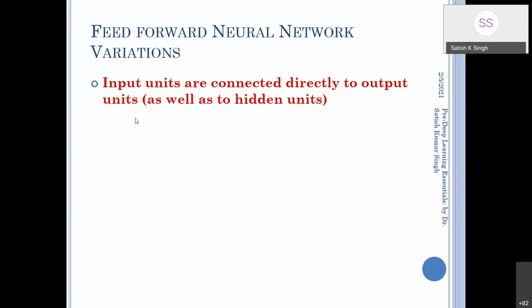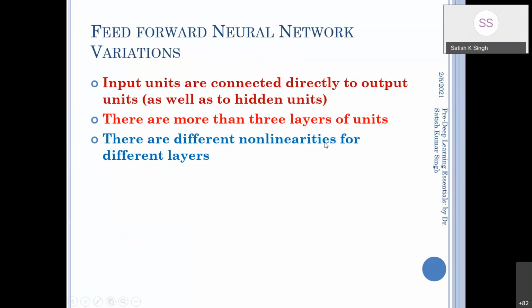Feed forward neural network variations. What are the possible variations of any neural network? Input units can be connected directly to output units. This is possible, as well as to hidden units. These are the variations. There can be more than 3 layers of units, maybe more layers can be included in the neural network. There can be different nonlinearities for different layers. Normally, just for simplicity, we choose the same nonlinear function for each layer.